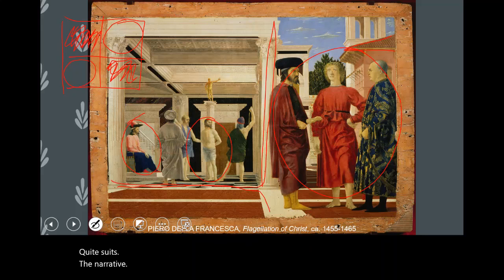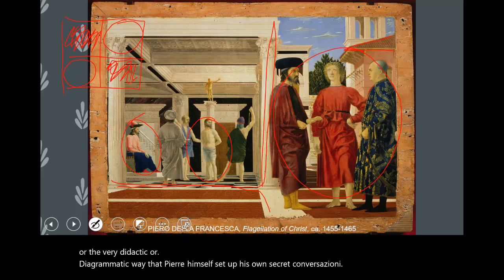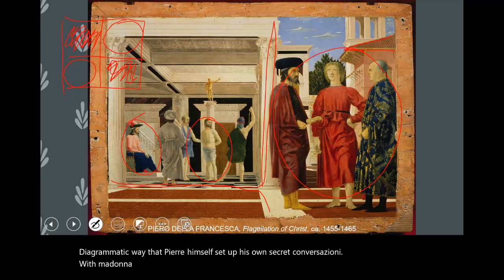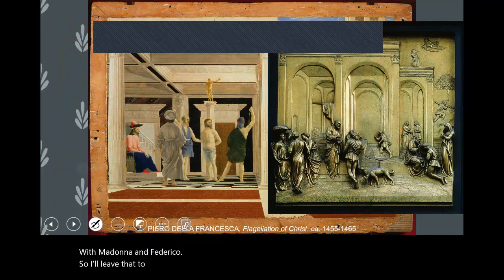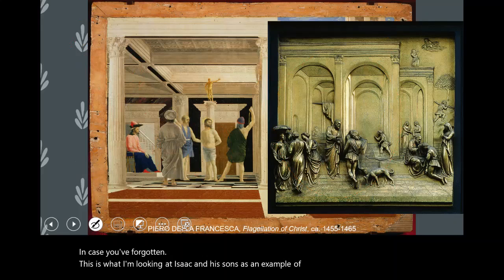And that is the most rational thing about it, because nothing else quite suits the narrative of Masaccio or the very didactic, diagrammatic way that Piero himself set up his own Sacra Conversazione with Madonna and Federico. So I'll leave that to you if you're interested to try to puzzle that one out. And in case you've forgotten, this is what I'm looking at, Isaac and his sons, as an example of what Piero might have been influenced by in terms of Ghiberti.